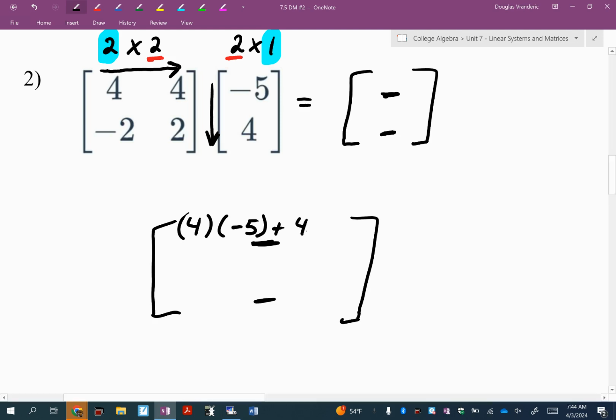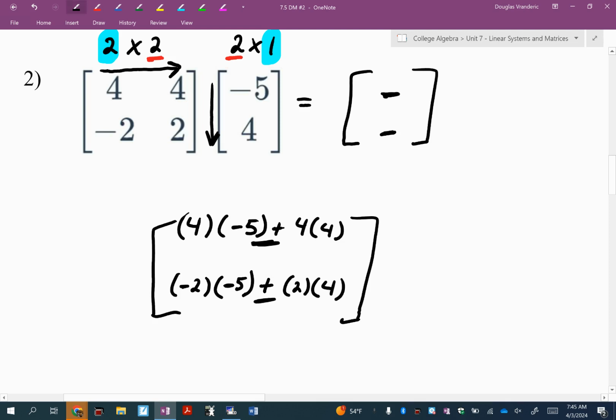What's the second number in that first row? Another 4. And I need to move down, right? Following my arrow, move down. What's that second number in that column? Another 4. So whatever that is will be my first part of my answer. Okay, then I switch to the second row. Start over. What's my first number in the second row? So -2 times. Go back to the first number in that column. Plus, follow your arrows. 2 times 4.